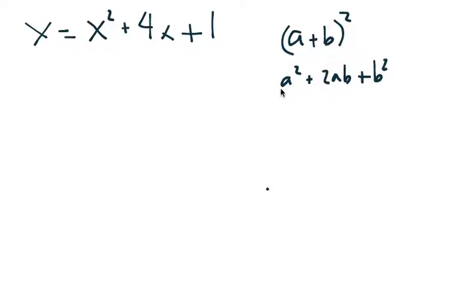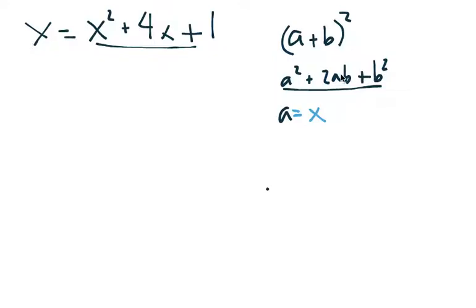And this is the expanded-out standard form, which is what this also is right here. So what is the a in this case? The a squared is the x squared, right? So that means a must equal x.